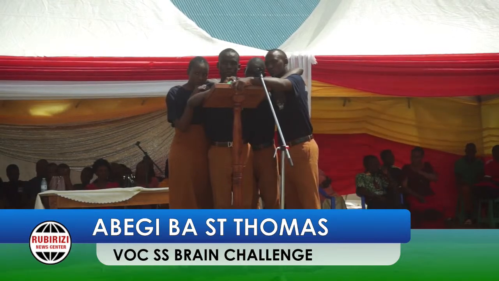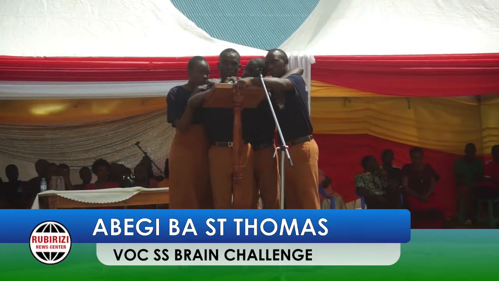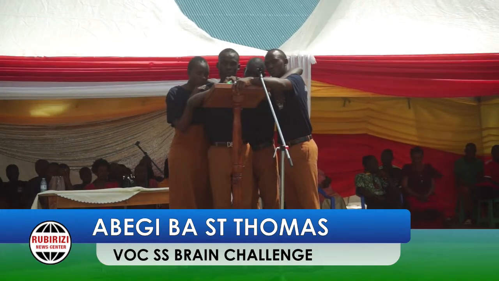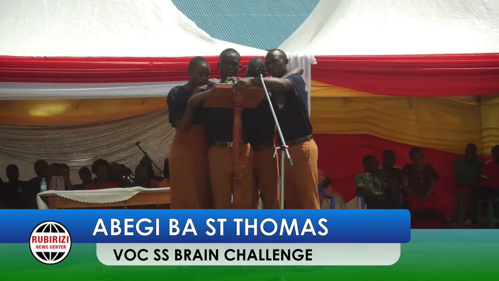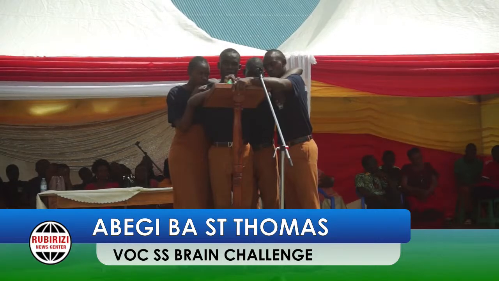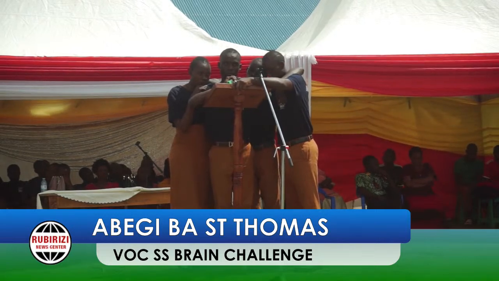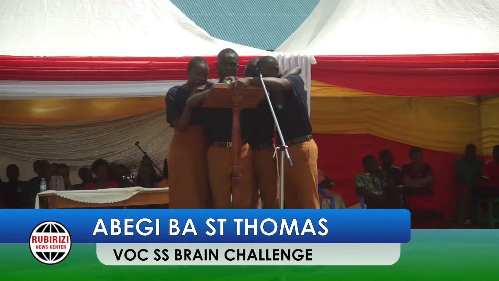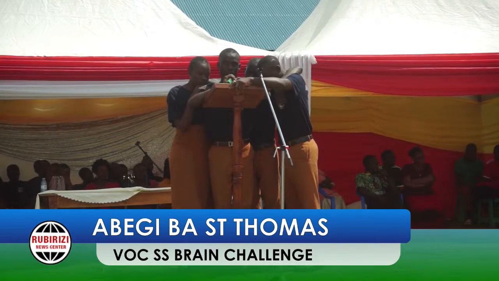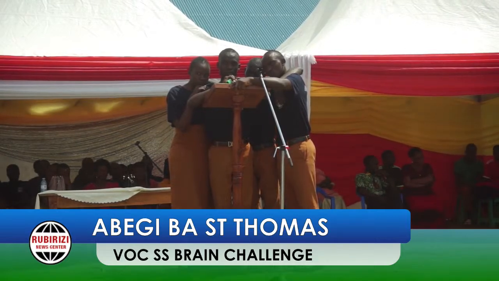Question number 5. What do we call the simplest formula that shows the ratio of the number of atoms of elements present in one molecule of a compound? Empirical formula. Correct. What do we call the existence of a compound with the same molecular formula but with different structural formula? Isomerism. Isomerism is the correct answer.